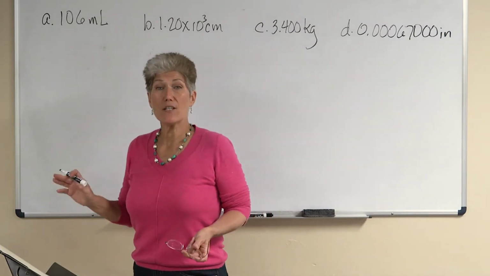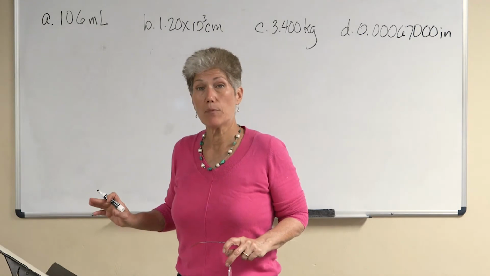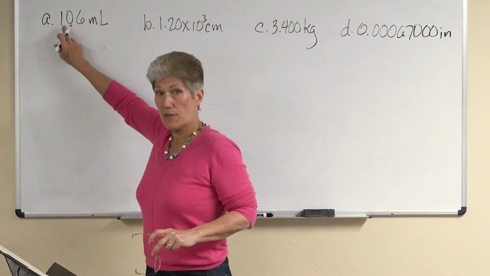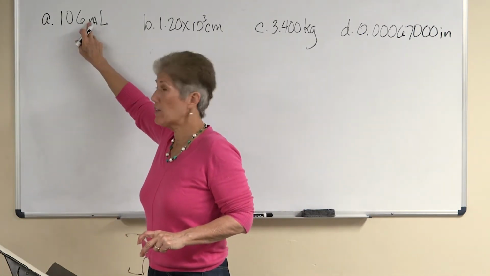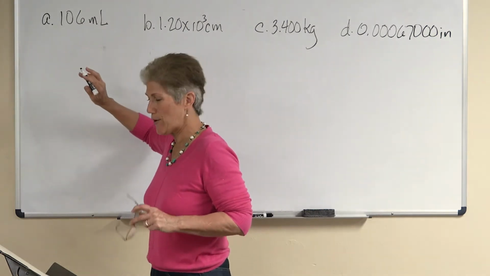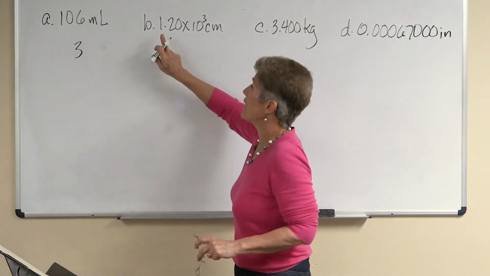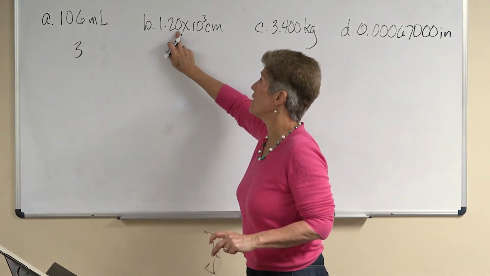And then the other way a 0 is a significant figure is if it's to the right of the decimal at the end of the number. So this 0 fits the criteria that it's between two significant figures. So this letter A, number 1, letter A, has 3 significant figures. This one is very easy. It's just 1, 2, 3 significant figures.